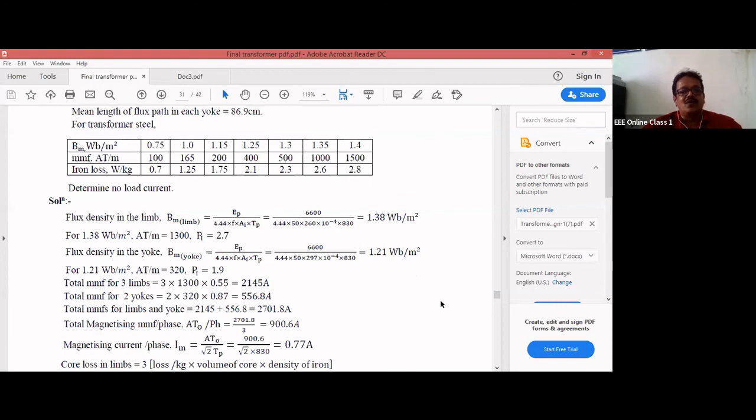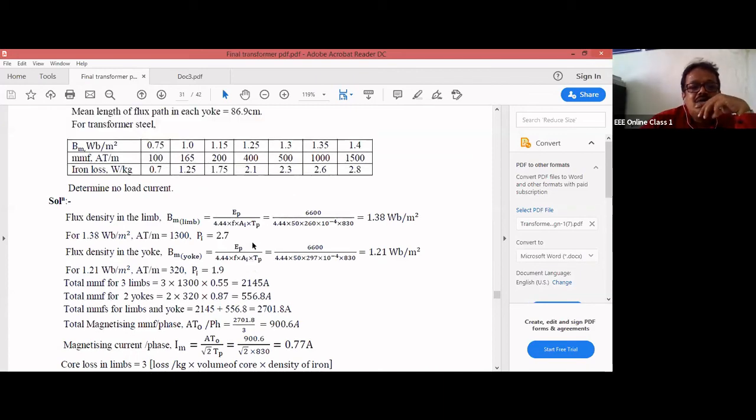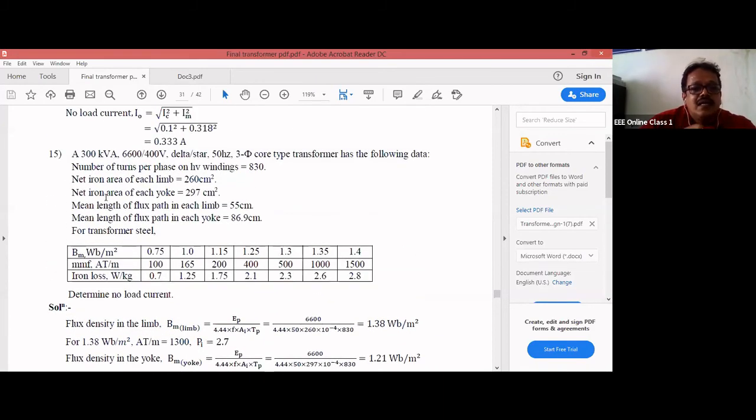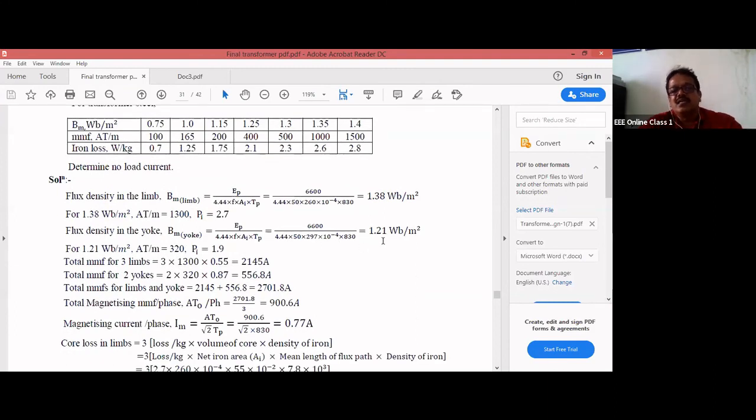Likewise, you calculate for the yoke. Flux density in the yoke, Bm yoke, the same formula you can use. What is the Ai for the yoke? Net iron area of each yoke is what? 297 into 10 power minus 3. Then what did you get here? 1.21 Weber per meter square. For 1.21 Weber per meter square, ampere turns per meter, then you have to calculate.